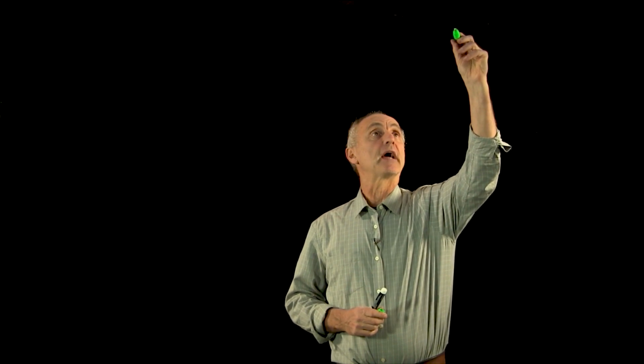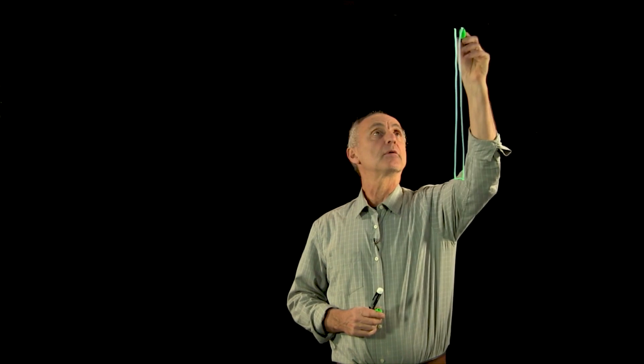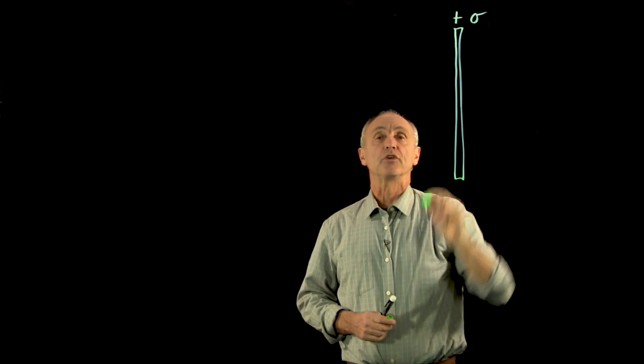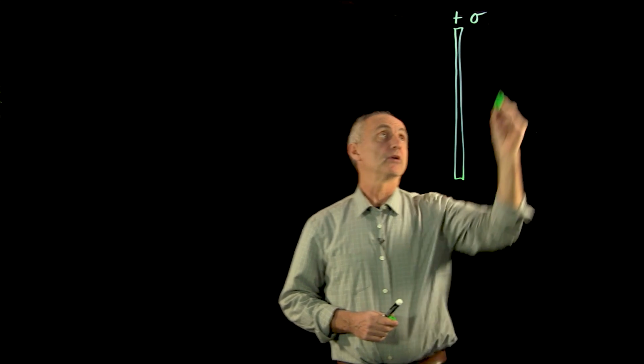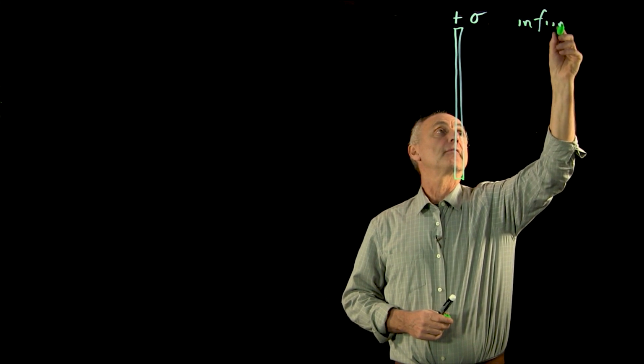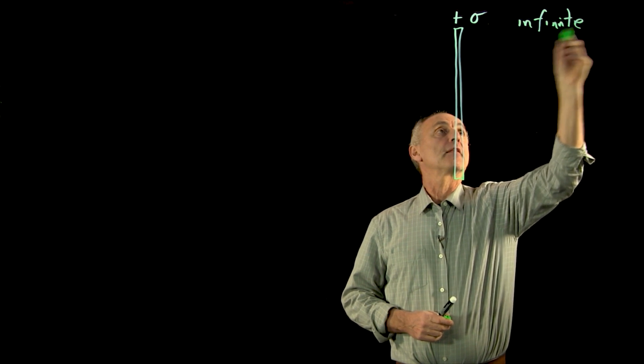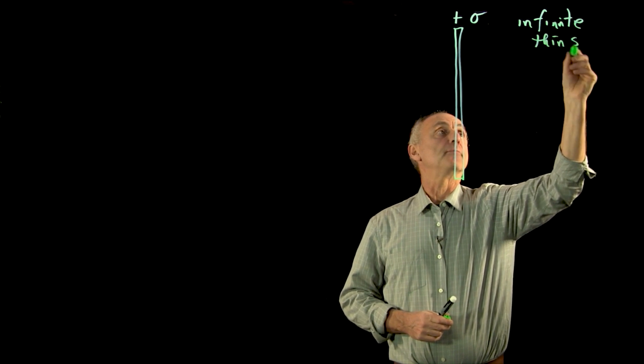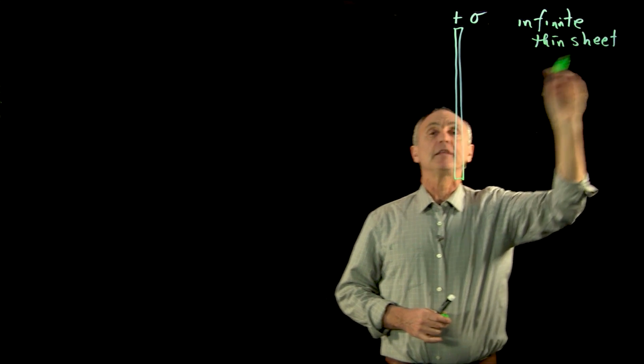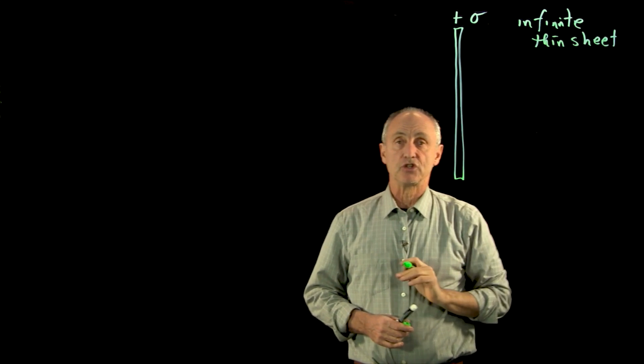We would like to calculate the electric field due to a symmetric distribution. The distribution we're going to look at is an infinite thin plane with a uniform charge density sigma. So we have an infinite thin sheet, and we want to find the electric field on both sides of the sheet.